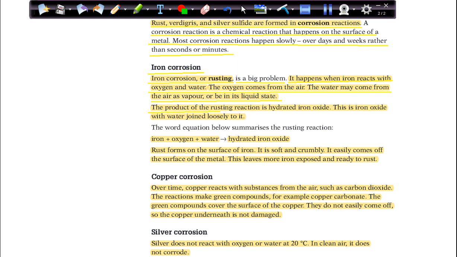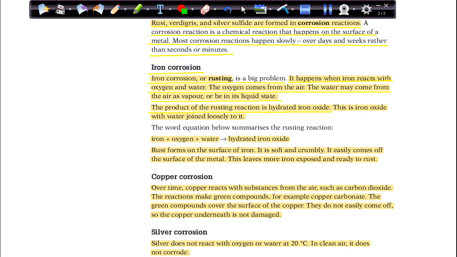The product of the rusting reaction is hydrated iron oxide. So this could be a good question here. What's the product of the rusting reaction? The product of the rusting reaction is hydrated iron oxide. Why did we say hydrated?